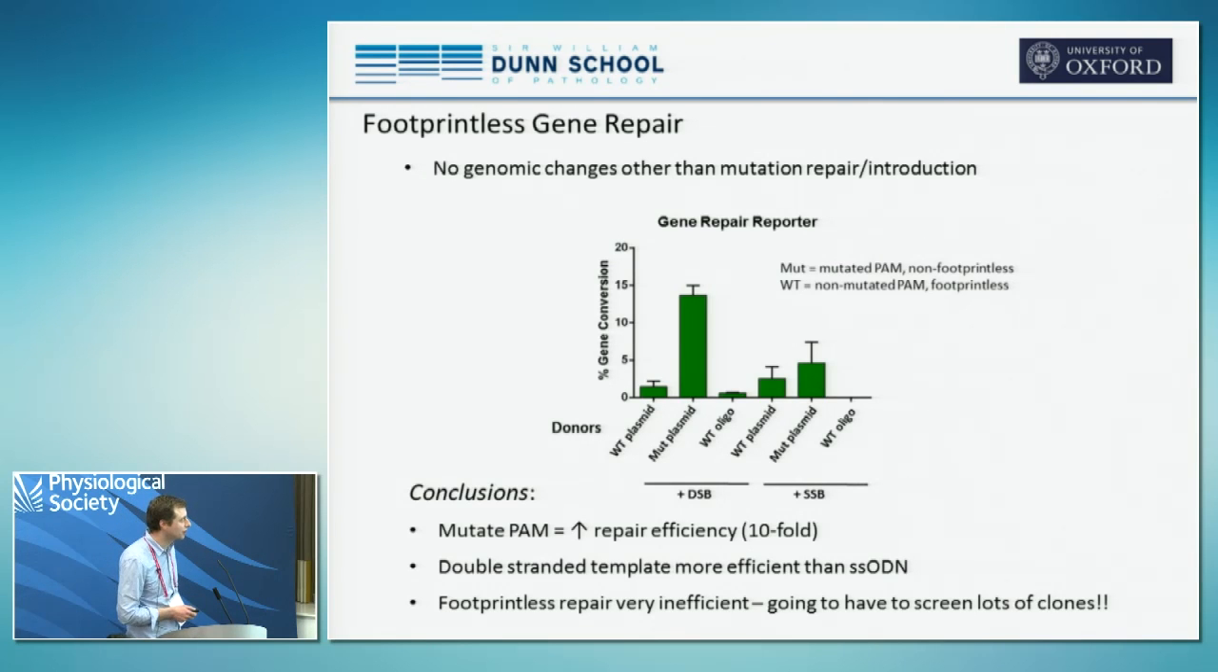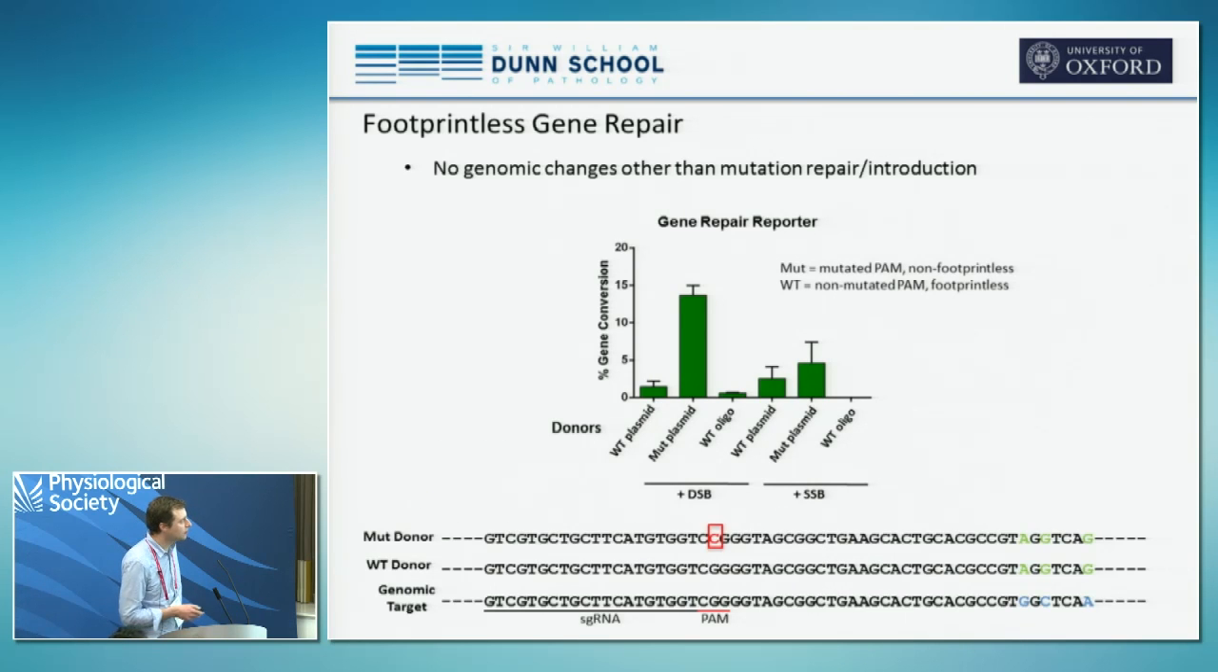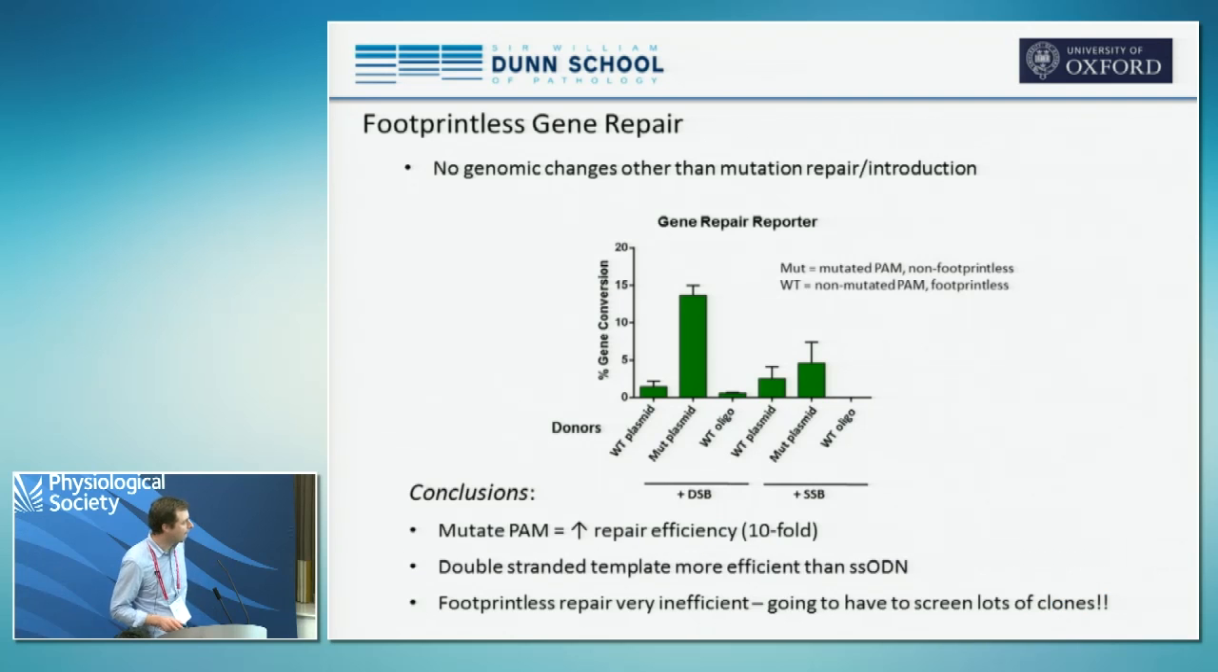So to investigate footprintless gene repair, I transfected these cells with various donor constructs. First, a wild-type plasmid. This is essentially my footprintless approach. There's no mutation in the PAM. Then a mutated plasmid in which we have mutated the PAM sequence, and a wild-type oligo, and I've attempted to repair in the presence of either a double-stranded break or a single-stranded break. These are the constructs down here, and you can see the mutant donor has a mutated PAM, and the 3 nucleotides required to convert it to GFP. And as you can see straight away, mutating a PAM massively increases gene editing efficiency 10-15-fold.